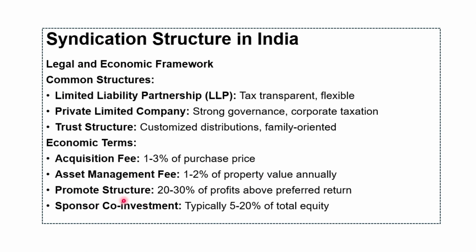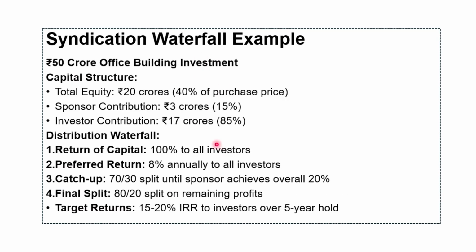And then the promote structure, typically 20 to 30% of profit above a preferred return, aligns sponsor interest with investor, and then sponsor co-investment of 5 to 20% ensures the sponsor has skin in the game. So that is how the structure is followed.